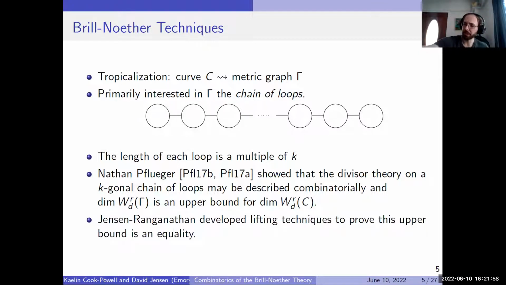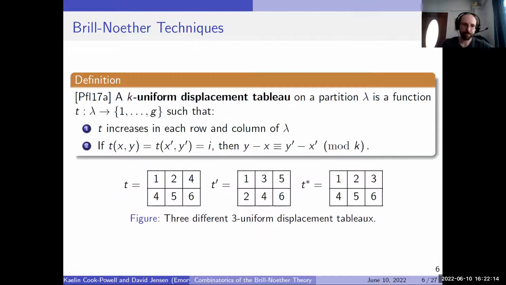And then that was followed up, as Dave mentioned earlier, by some joint work with him and Drew Ranganathan that showed some lifting techniques to show that this is actually an equality of dimensions and not just an upper bound. Okay, so what are we going to do?